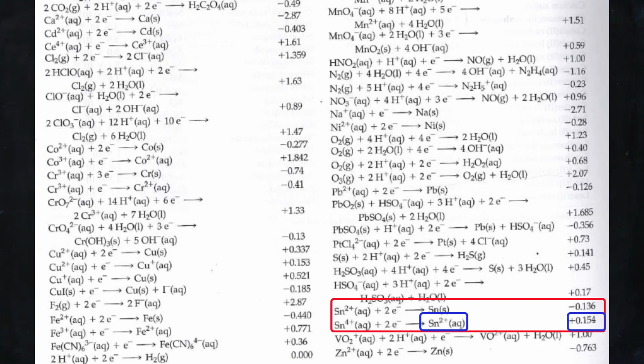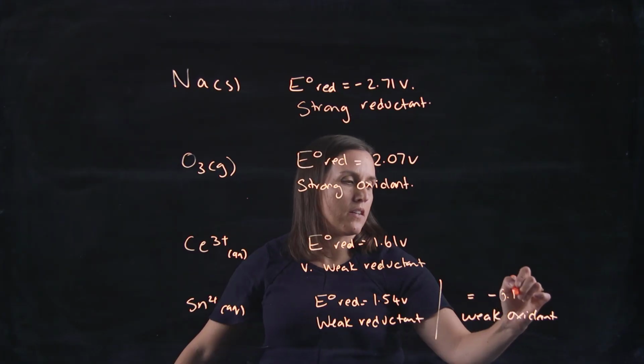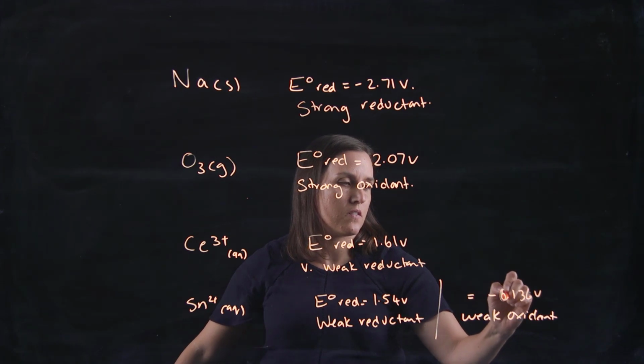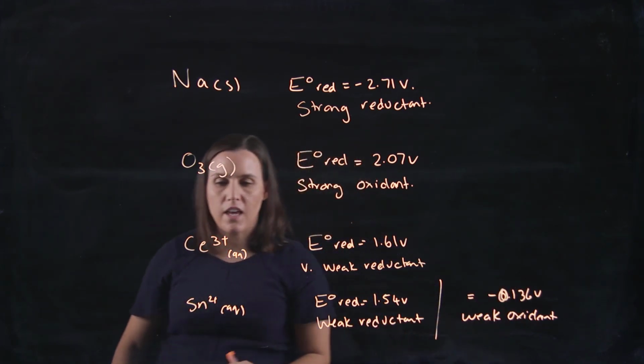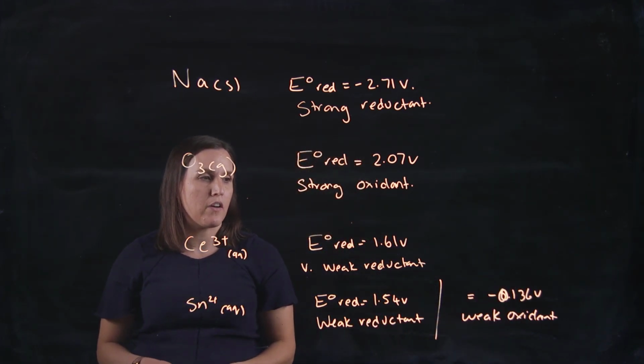Again, it's on the right, and the E naught of the reduction here equals 1.54 volts. It's also a weak oxidant, with it being on the left, and it's got an E naught of minus 0.136 volts. Okay, so that one there could be a weak reductant or weak oxidant depending.